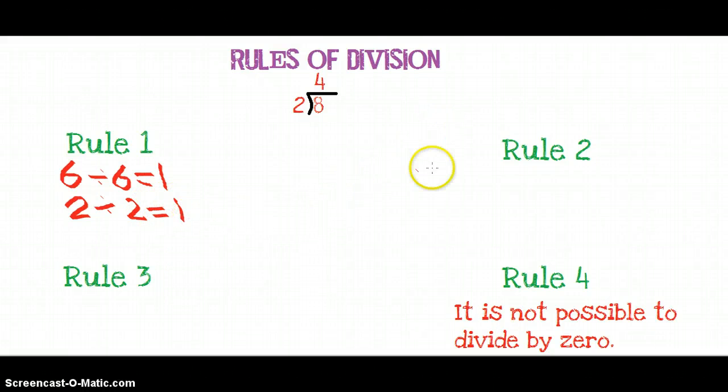Now, Rule 2. If a number is divided by 1, the quotient will be that number. So anytime we take a number, like 6, and we divide it by 1, the answer is going to be your first number here, whatever you're dividing the 1 into. Anything divided by 1 will always be itself, like 7. 7 divided by 1 is 7.